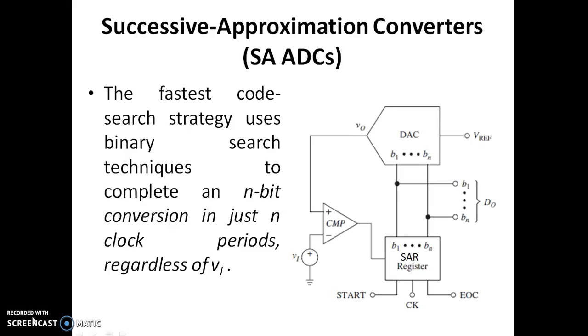So this consists of a successive approximation register. The specialty of this register is that it will give trial bits. Starting with the MSB as 1, if the conditions are satisfied, we'll retain that MSB bit as 1 and make the next lower bit 1. If that is not satisfied, we'll make it 0 and make the next possible bit 1, and that process will continue till n clock pulses, irrespective of the amplitude of the input voltage.